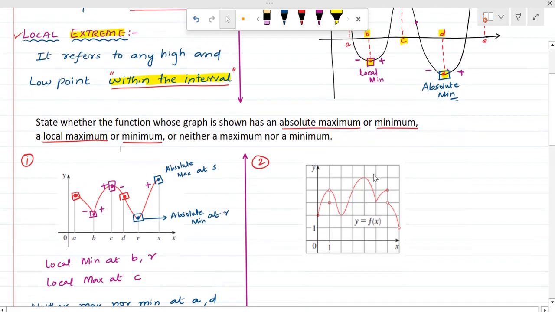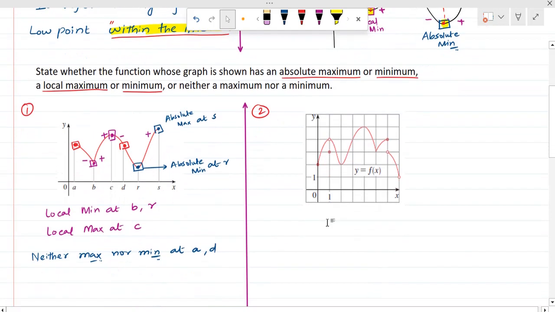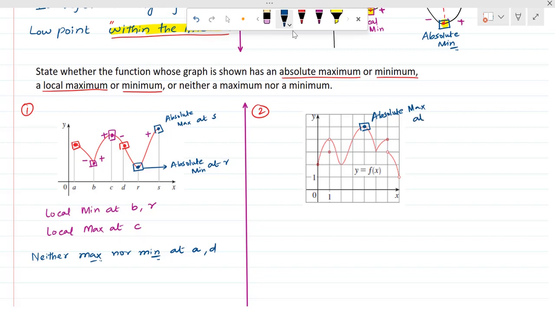And the next one, how will you calculate this part? So I write it here. What is the maximum point? This is the maximum value. This part we call the absolute maximum at, so I write the numbers 2, 3, 4, 5, 6. This is at 4. X equals 4. This is the absolute maximum.